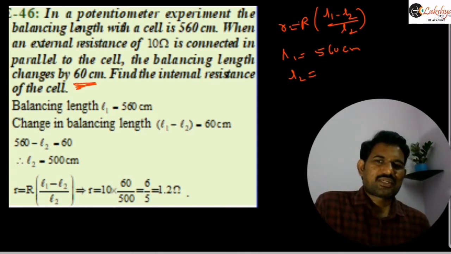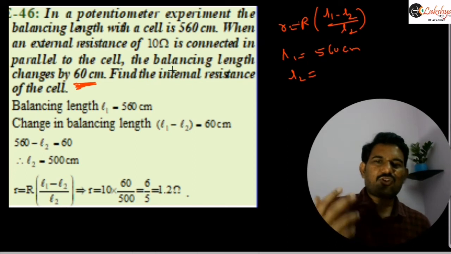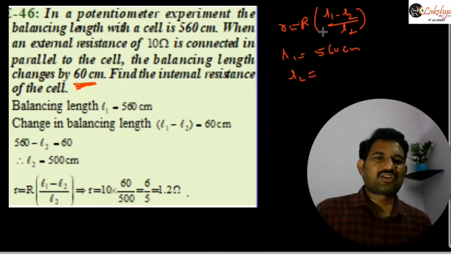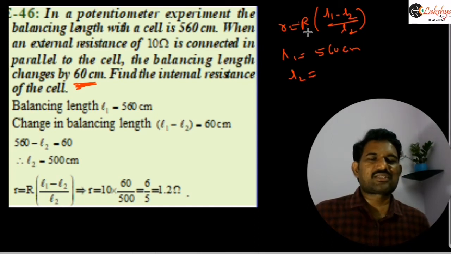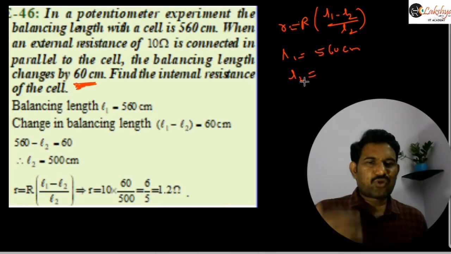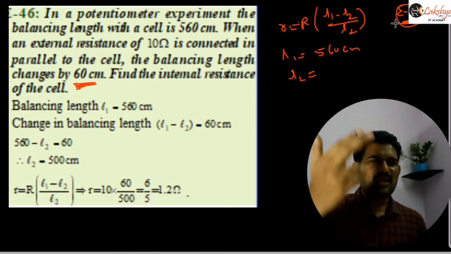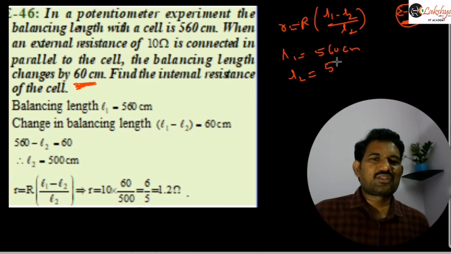For this type of question you need to remember this. Even though you know the formula, you may not get the correct answer if there is any confusion, because with changes you may think either increasing or decreasing. So remember that after connecting the external resistance, the balancing length will decrease. Before connecting the resistance, we balance the EMF of the cell across the balancing length. But once the resistance is connected, current flows through the cell, and so we need to balance E minus Ir, the terminal voltage. As this potential difference decreases, the balancing length also decreases, so you need to take this value as 500 centimeters. That is the only point you need to note here.